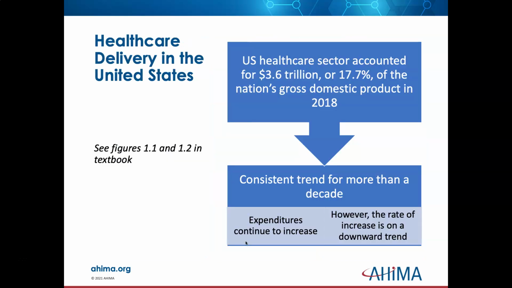Healthcare delivery in the United States. The U.S. healthcare sector accounted for $3.6 trillion, that's trillion with a T, or 17.7% of the nation's gross domestic product in 2018, and that has only increased. There has been a consistent trend for more than a decade where expenditures continue to increase, but the rate of the increase was on a downward trend. Notice, however, this was before COVID. Under COVID, expenses increased, but the rate of increase also increased for the first time in quite some time. So just be aware of that twist that's not reflected in this slide.